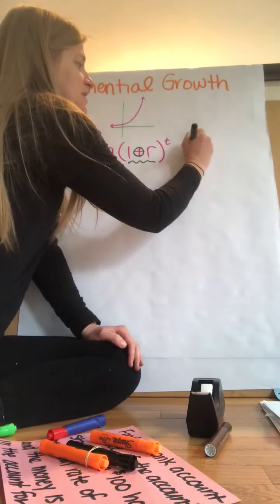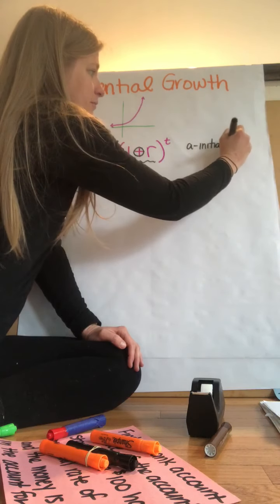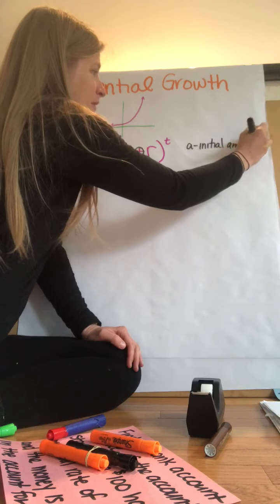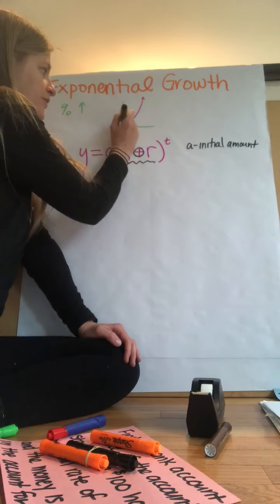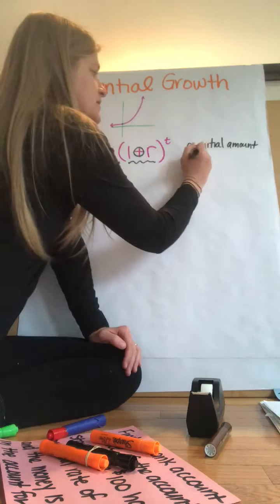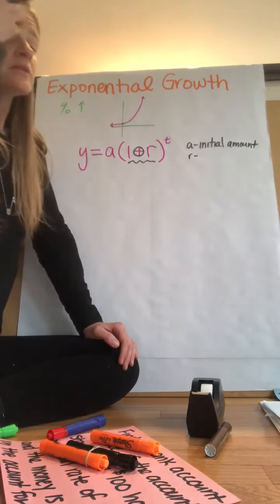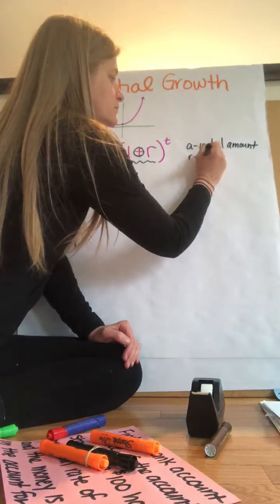A represents the initial amount, what we started with. And we saw that last week when I told you that A value, the number out in front, is our y-intercept when time is 0. R is going to be our rate or percentage represented as a decimal.